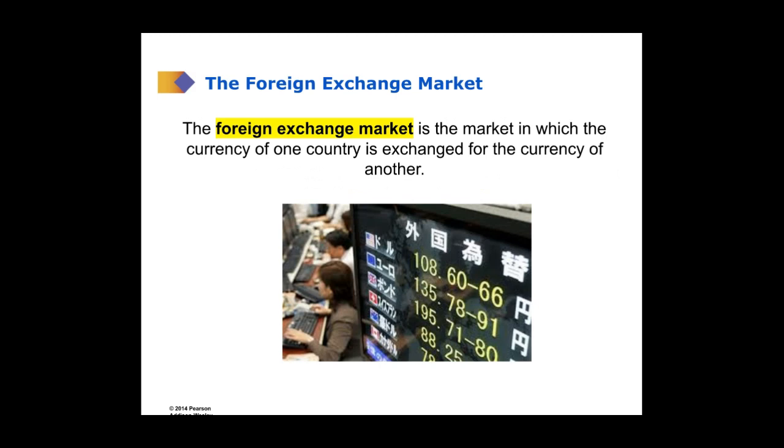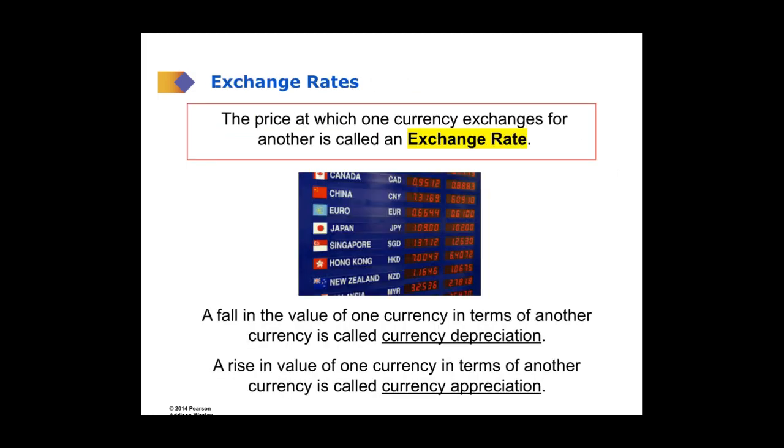Foreign exchange, or currencies of all the different countries, are traded in a foreign exchange market. And in these markets, the currency of one country can be exchanged for the currency of another country. Now, the exchange rate is the price that one currency is exchanged for another currency. An exchange rate is a price. Now, when one currency is falling in value relative to another currency, we call that currency depreciation. And when one currency is rising in terms of another currency, we call that currency appreciation.